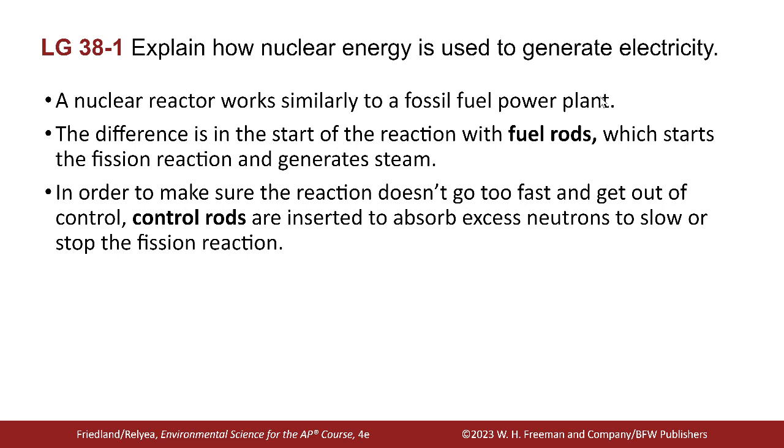So they're going to put rods of this uranium in there and then let it do its thing. But if it goes too fast, it's going to generate more electricity than the system can handle and things will break. Or if they need to slow down because they have to shut down the plant to do maintenance, they're going to put these control rods in. The way I like to imagine the control rods is just like gum. The neutrons hit the gum and can't go anywhere, so it slows down the whole system.